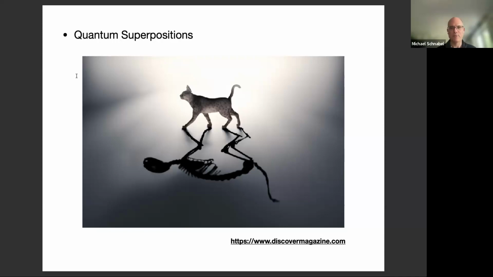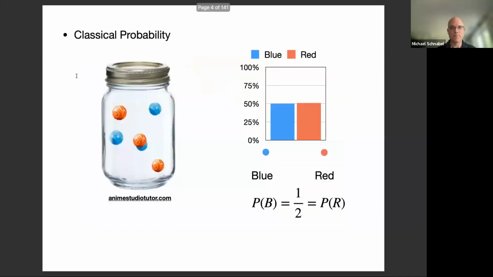Okay, so in order to build up to this point, we start in the classical world, and we start with classical probability. So imagine you have this jar, and 50% of its marbles are red and the other blue. So we say the classical probability, if you randomly pick a marble, it's 50% for each color.